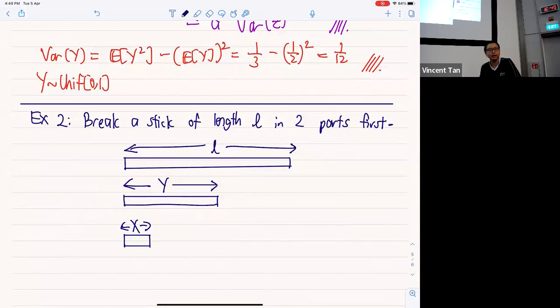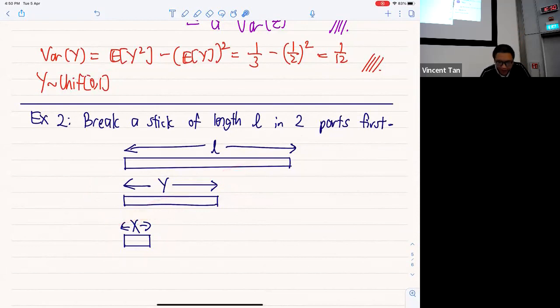So we want to understand now, what is the variance of X? Very difficult, right? Why is it so difficult? It is because the intermediate object is random. If we are to compute the variance of Y, very easy. It's uniformly distributed between 0 and little l, which is deterministic, non-random. But now this one has two layers of randomness.